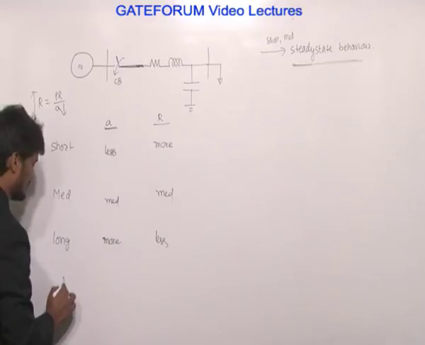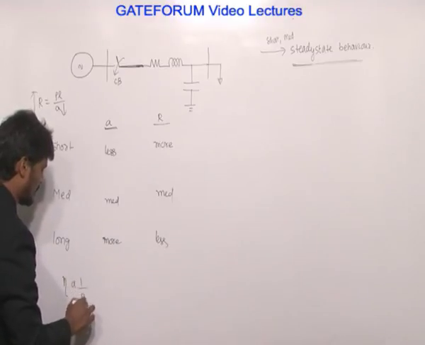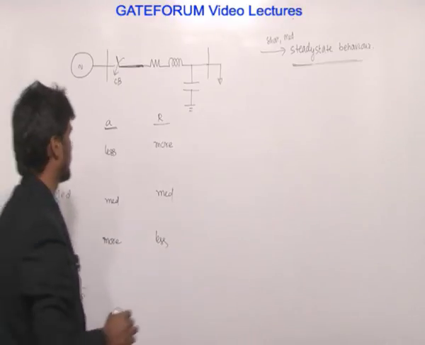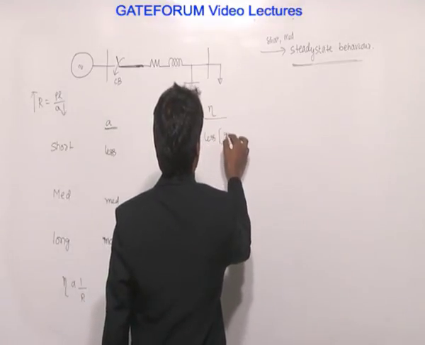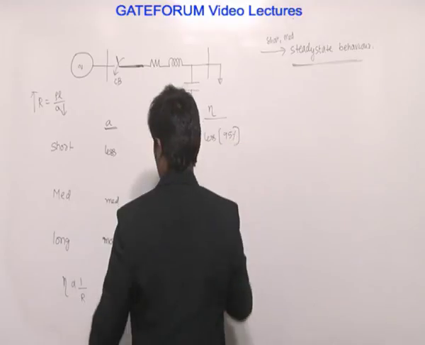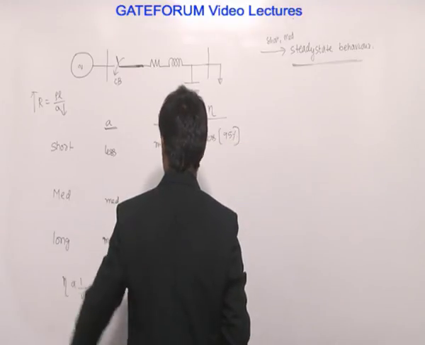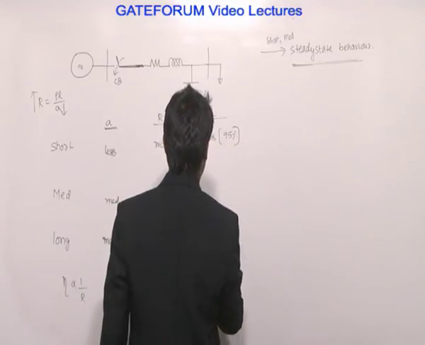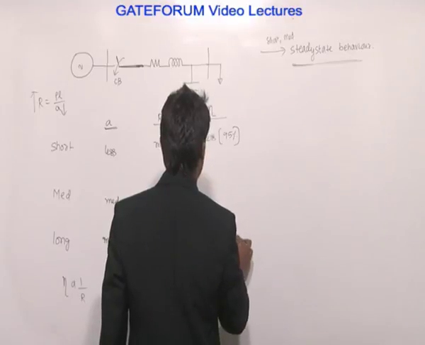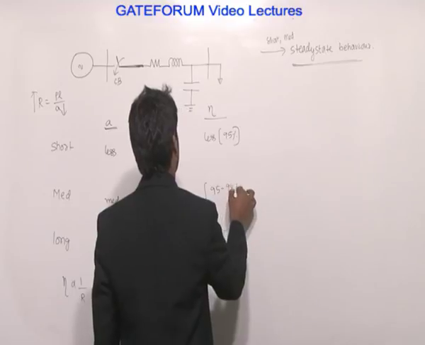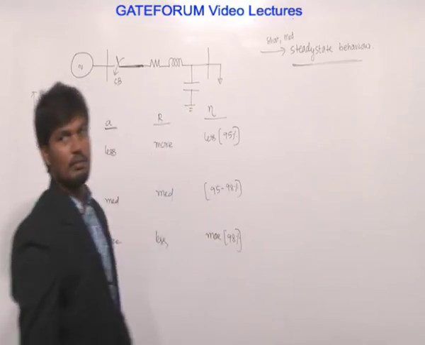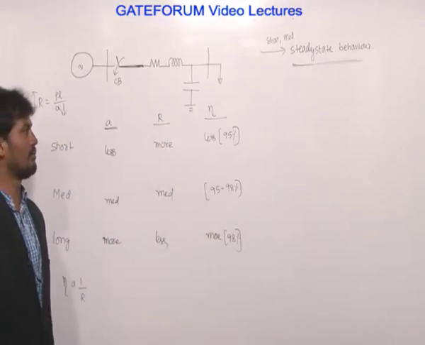Efficiency is inversely proportional to resistance. As resistance is more, efficiency is less. In the short line efficiency is less, let us say 95%. As resistance is less in the long line, efficiency is more, therefore 98%. The medium line is in the middle, so its efficiency is 95 to 98%.